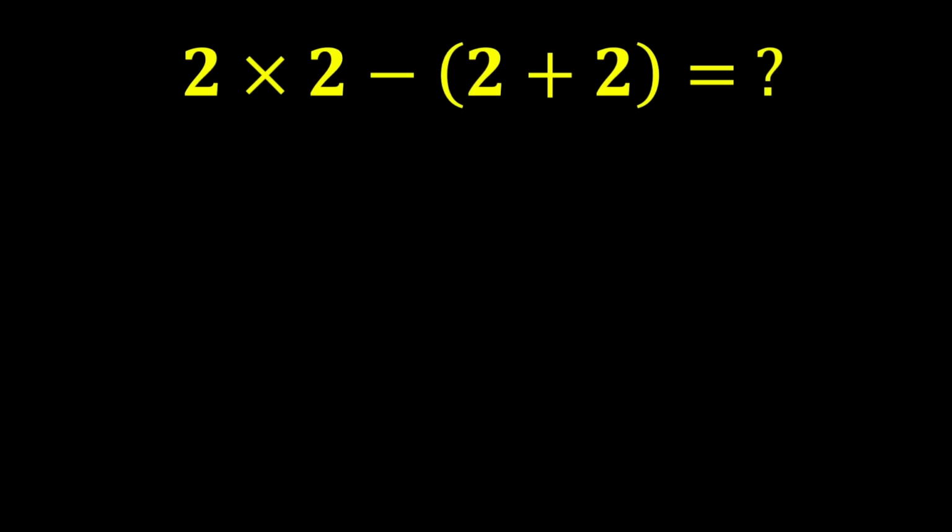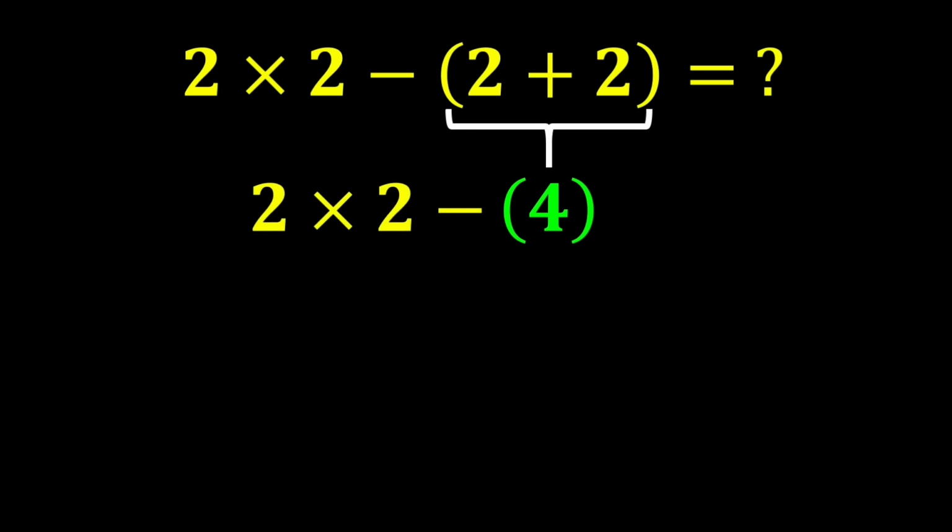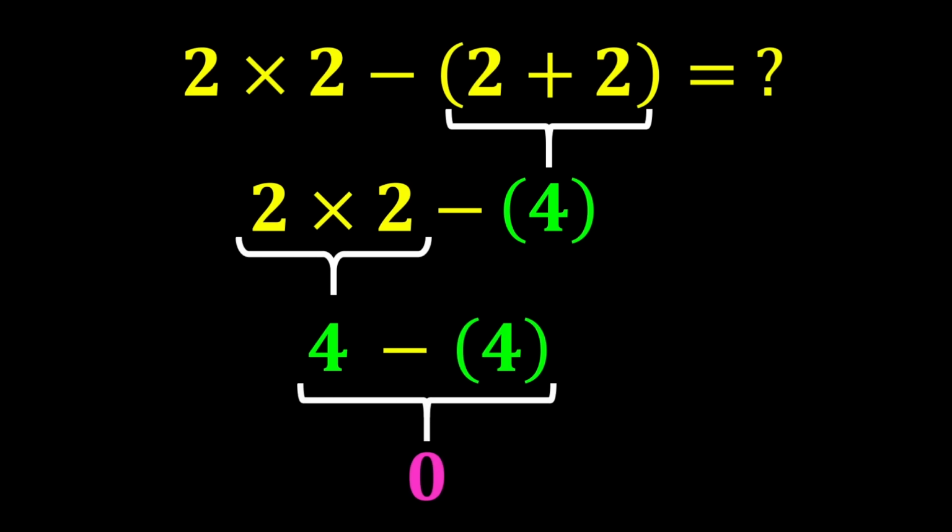2 multiplied by 2 minus open parenthesis 2 plus 2 close parenthesis. According to PEMDAS, we first calculate the parentheses in any expression, so 2 plus 2 gives us 4. And the expression becomes 2 multiplied by 2 minus 4. Since multiplication has higher priority than subtraction, we perform the multiplication first. 2 multiplied by 2 gives us 4. And finally 4 minus 4 gives us 0, and 0 is our final answer.